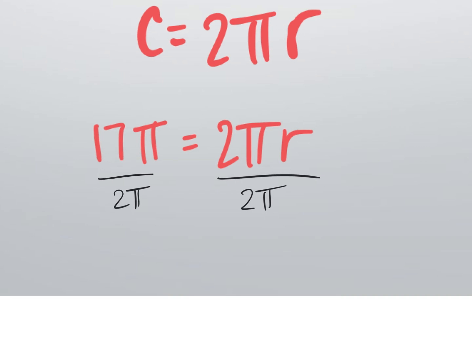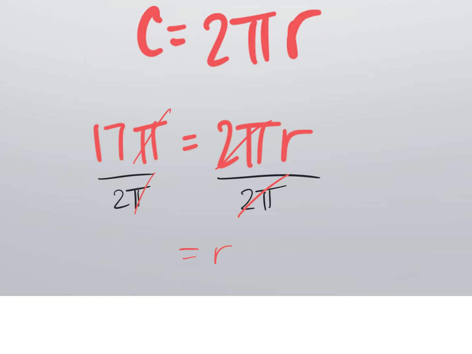17 pi over 2 pi. Yeah, 17 pi over 2 pi, because these 2 pi's are going to cancel. We're going to get r equals... Guys, what happens on the left side? What's 17 pi over 2 pi? Does anything cancel out? The pi's cancel out. So now you just have 17 divided by 2.